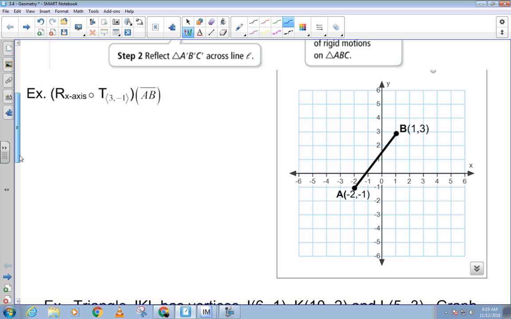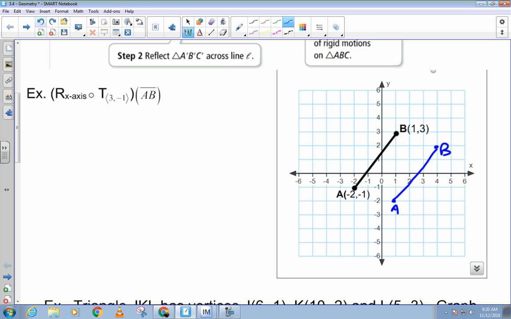And you can do it all in the graph, or you can use the rules. It doesn't matter. On the rotations, I would definitely use the rule. That's a little hard to do on the graph, okay? So we can talk about it both ways. Let's say I did it on the graph. I'm going to translate by the vector 3, -1. So I'm going to take each point and go 3 units to the right and 1 unit down. That's going to be my new A. And my B is 3 right, 1 down. Okay? So that's what I get after the translation.